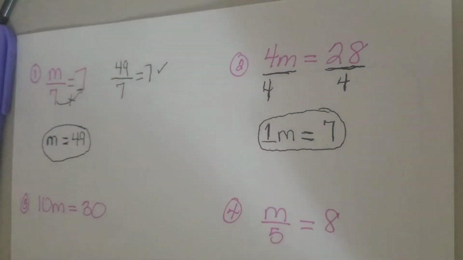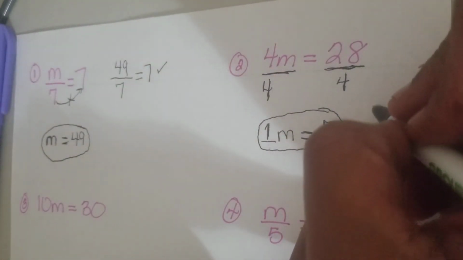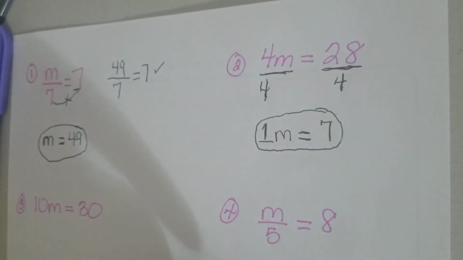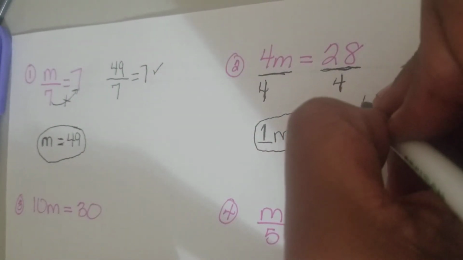Now let's show how we're checking these. So now I have 4m equals 28. I'm going to say 4.